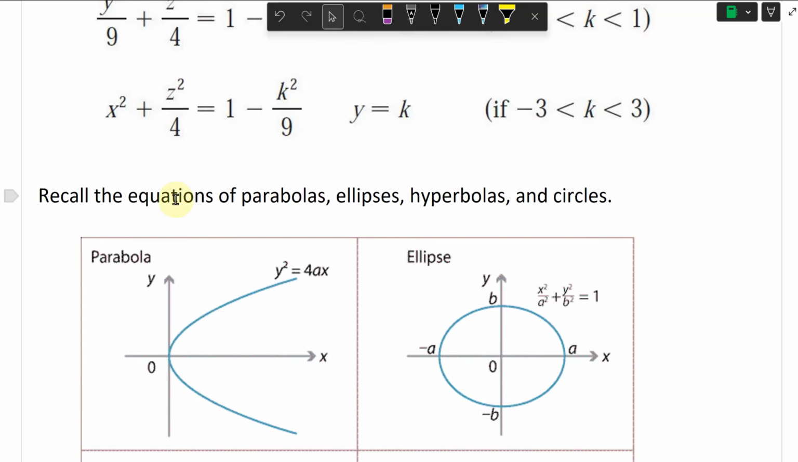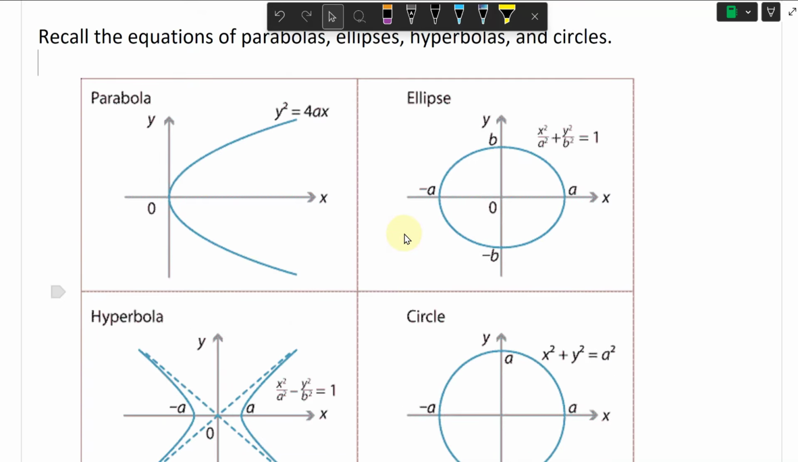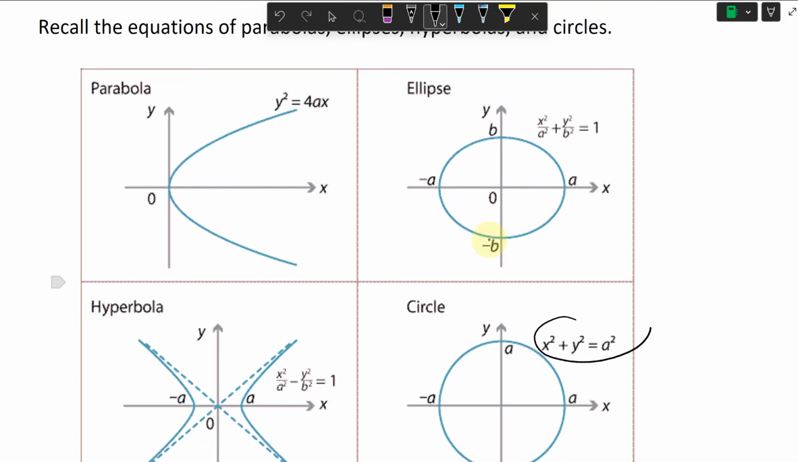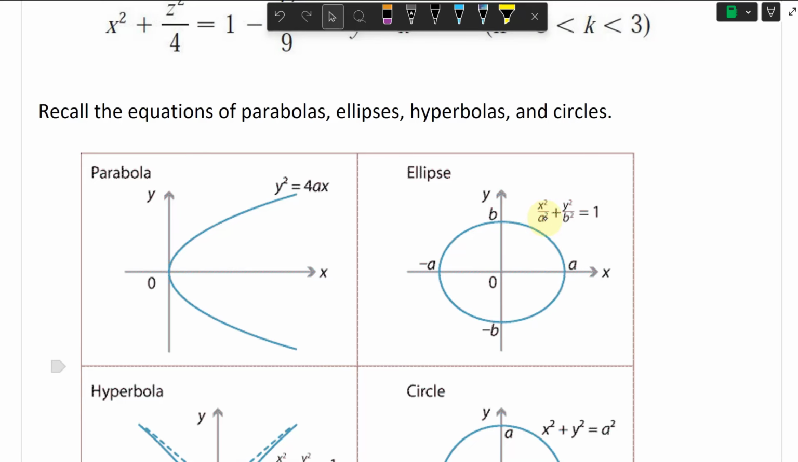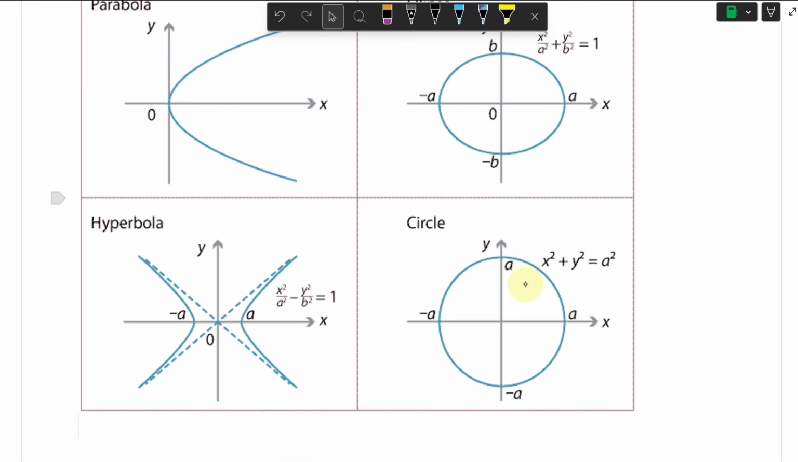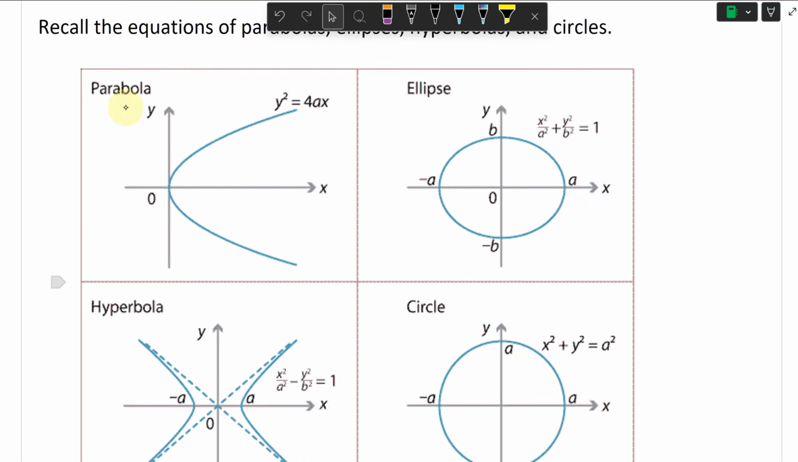So here's just a recall of the equations of parabolas, ellipses, and hyperbolas. A circle would have something like this: x squared plus y squared equals a squared. Or you divide by a squared so that this equals 1, and you're dividing both of these by a squared. An ellipse is just where the divisor right here, a squared, is not equal to b squared. So it looks like that, and this equals 1. And then here's the parabola like that, and there's the hyperbola equation there.